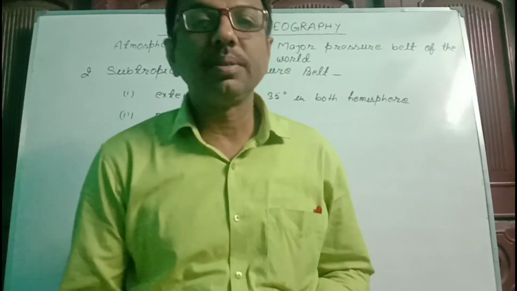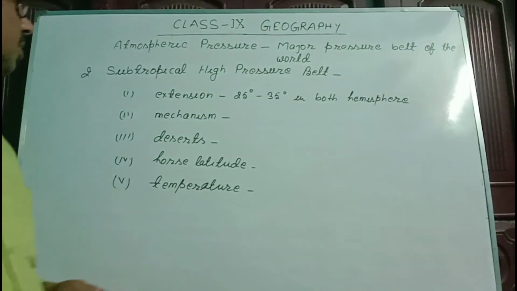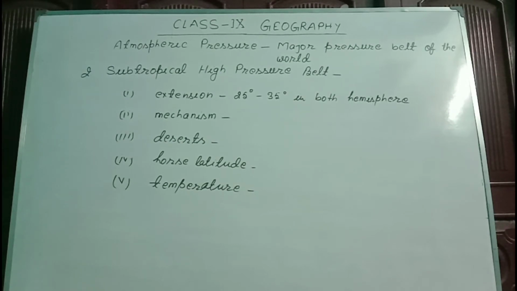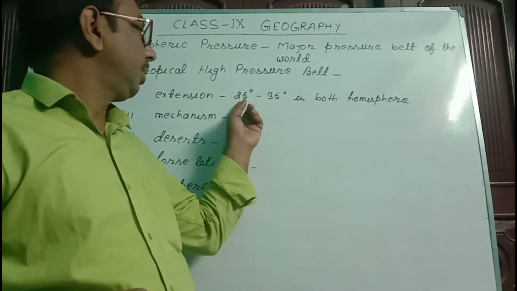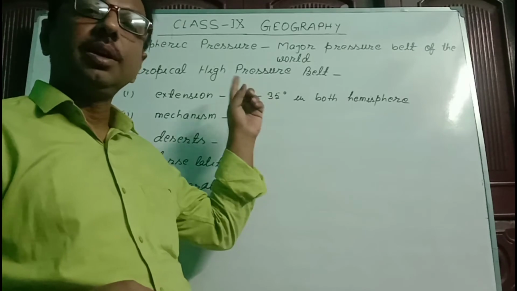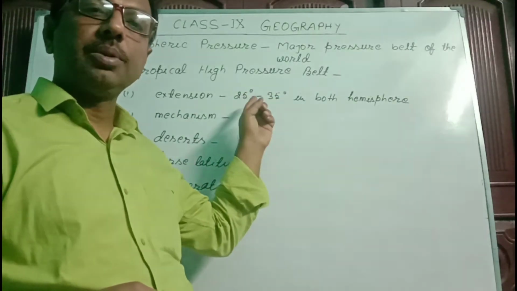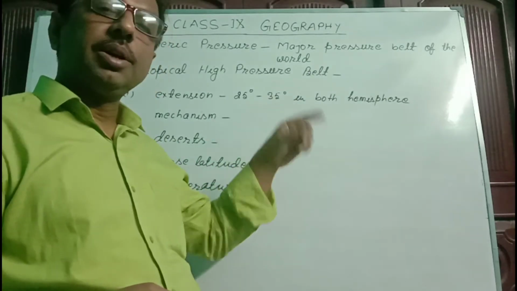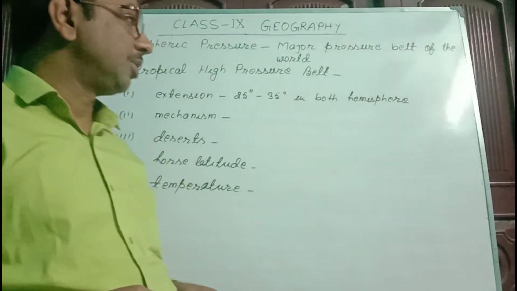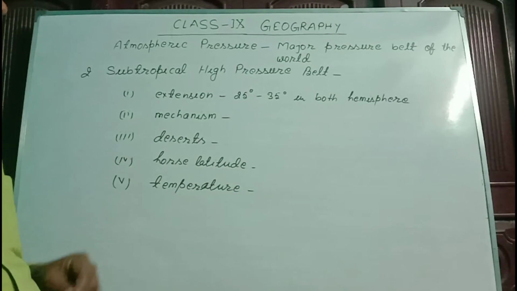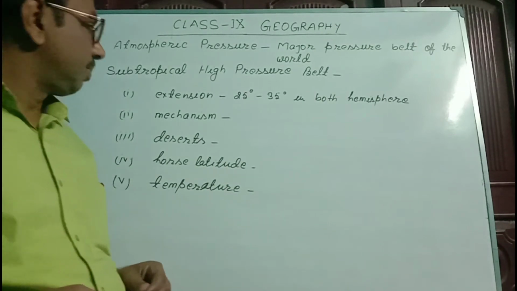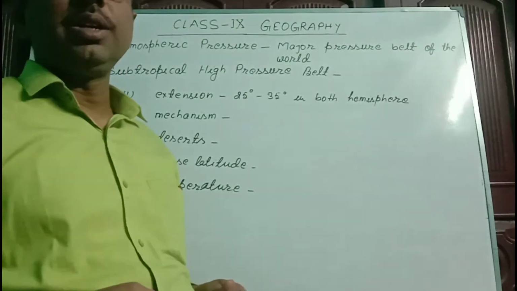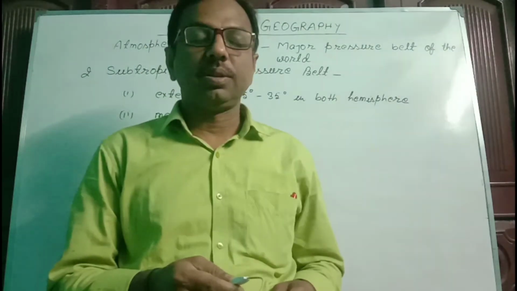Next type of pressure belt of the world is subtropical high pressure belt. Its extension is between 25 to 35 degree latitude in northern hemisphere, and 25 to 35 degree latitude in southern hemisphere. Between this, subtropical high pressure belt is found. Let us see the mechanism of high pressure belt.